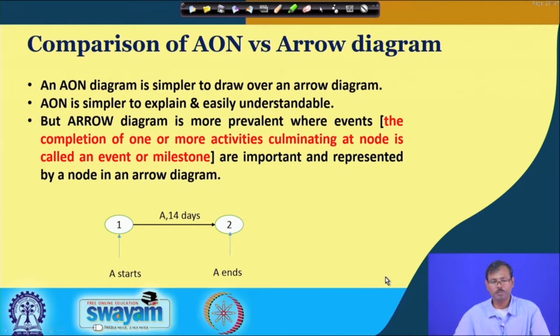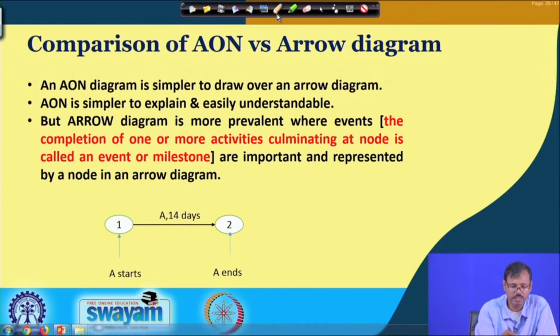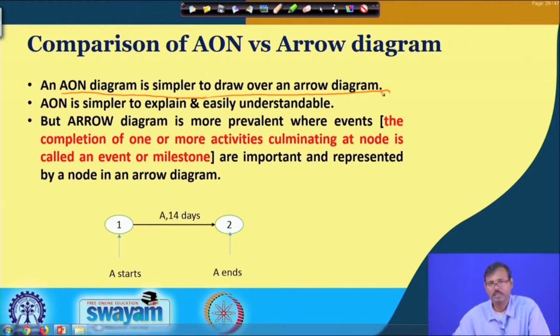So, now let us compare the activity on node diagram and the arrow diagram. This comparison is very interesting. You can see the AON diagram is simpler and has some advantage during the construction over the arrow diagram, and it is easy for a new person also.